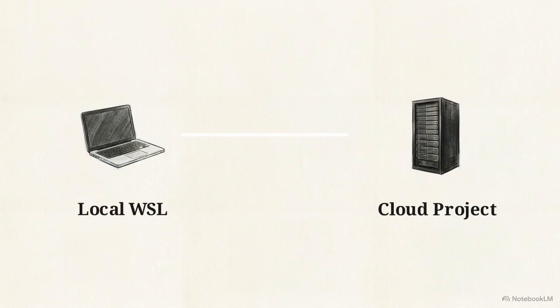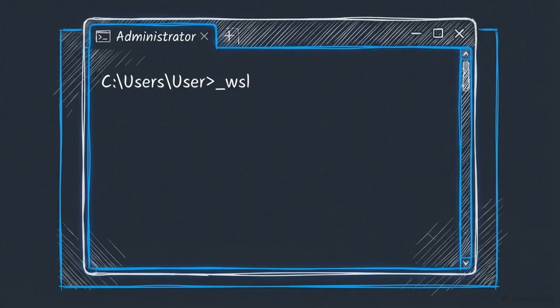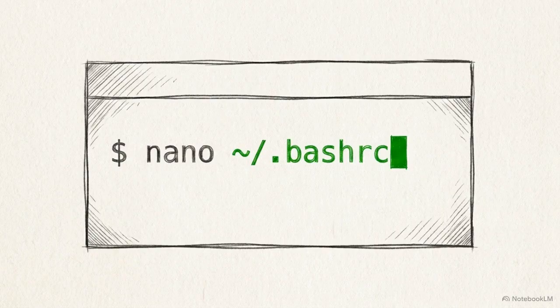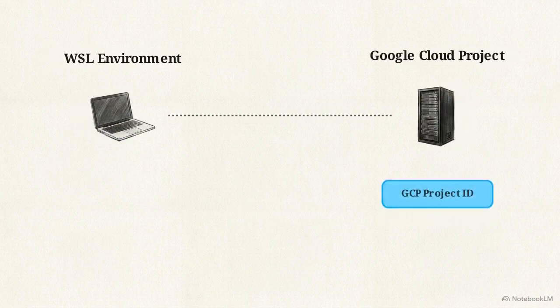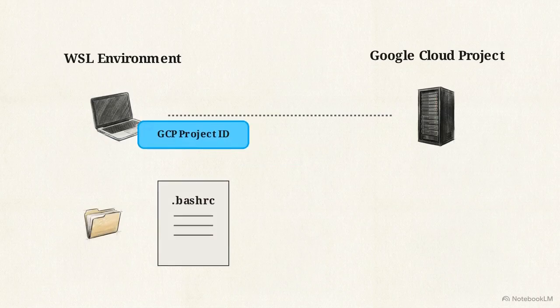Now we link your local environment to the cloud project. Open your Windows PowerShell in administrator mode. Type WSL and hit enter. Inside your Linux environment, type nano ~/.bashrc to open your profile. Scroll to the very bottom of the file. We are adding your Google Cloud Project ID as a local environment variable. Paste the configuration text into the bottom. To save and exit, press Ctrl-O, Enter, and Ctrl-X.